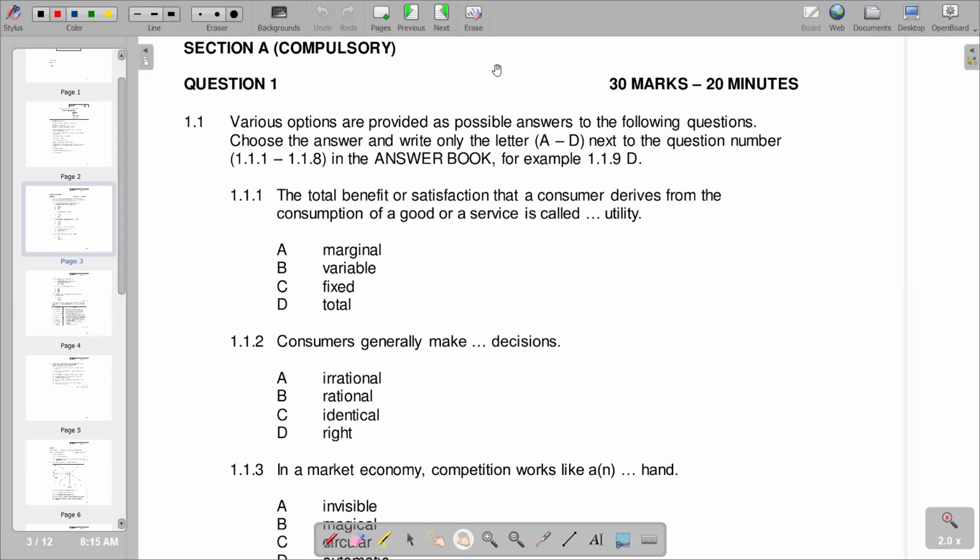In this video, we're going to look at the Paper 2 question paper. We're going to look at the first question on that Paper 2 question paper. So this is what we have.